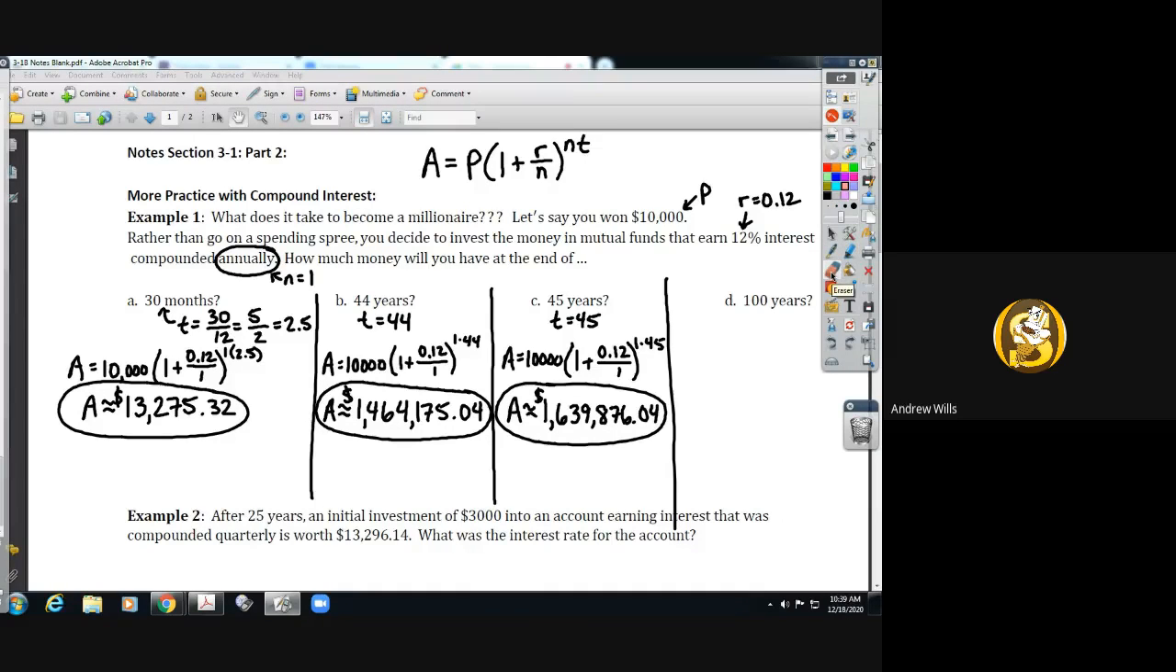I personally would want to know where they find this 12% interest, because I've never seen that at a bank. That's a pretty high interest rate. This was mutual funds, maybe. I've never invested in one of those. All right.